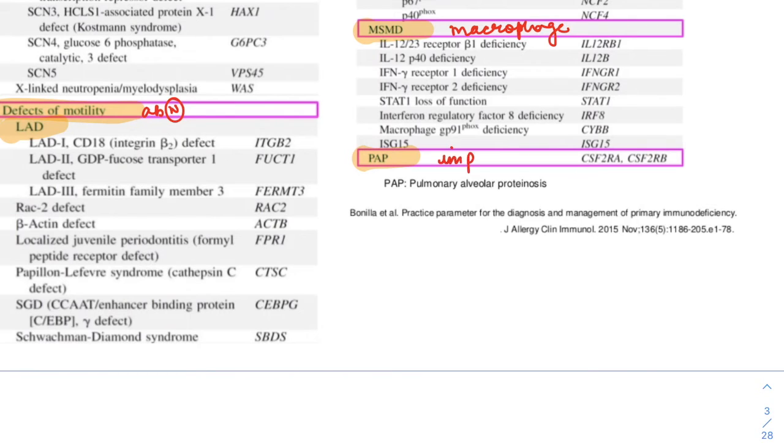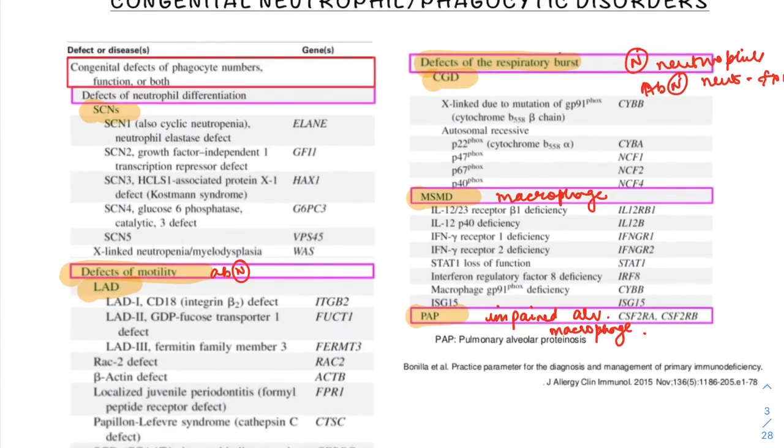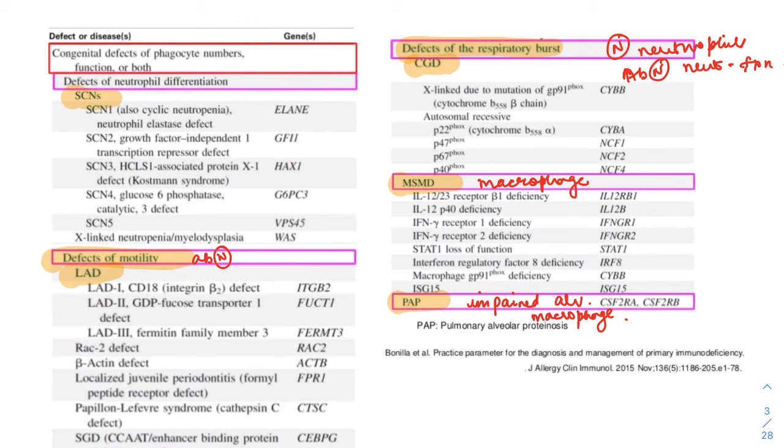an impaired alveolar macrophage function. Okay, so there's an impaired alveolar macrophage function that leads to abnormal accumulation of surfactant derived lipoprotein compounds within the alveoli of the lung. Okay, so these surfactant lipoprotein molecules accumulate in the lung alveoli in pulmonary alveolar proteinosis because of an impaired alveolar macrophage function. So these were the various types of congenital neutrophil or phagocytic disorders.